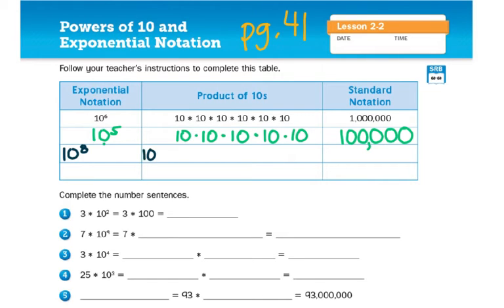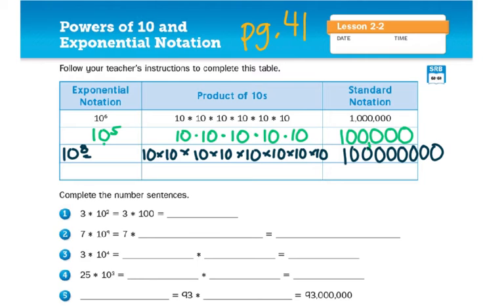That means 10 times 10 times 10 times 10 times 10 times 10 times 10. 1, 2, 3, 4, 5, 6, 7. One more, times 10. 10 to the 8th power is taking 10 times itself 8 times. Then 10 times 1, or 10 to the 8th power would be a 1 with how many zeros behind it? 8. 1, 2, 3, 4, 5, 6, 7, 8.